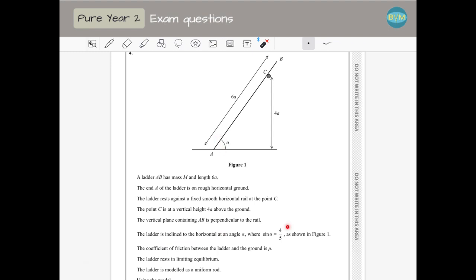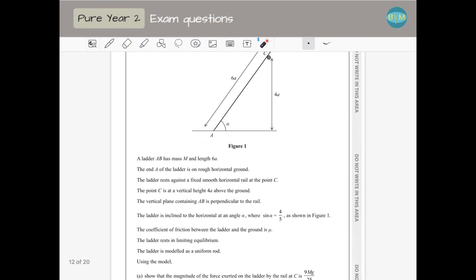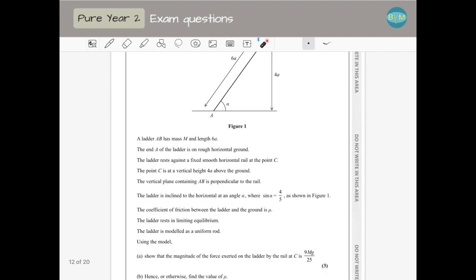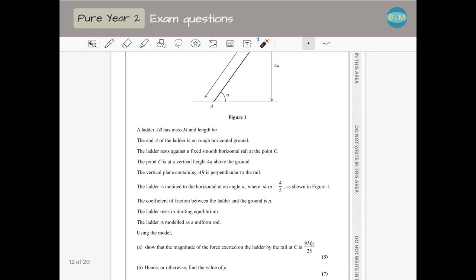We know the sine, which means we know the angle. The coefficient of friction is mu. The ladder rests in limiting equilibrium, which is going to be the case in all your questions. It is modeled as a uniform rod, which means we can draw the weight at the midpoint. Using the model, we have to find the magnitude of the force at C. They give us a value and we have to deduce it.